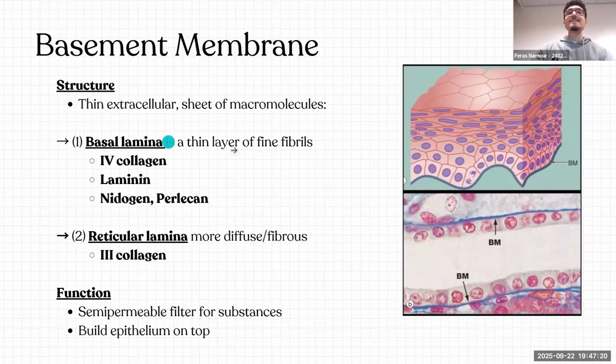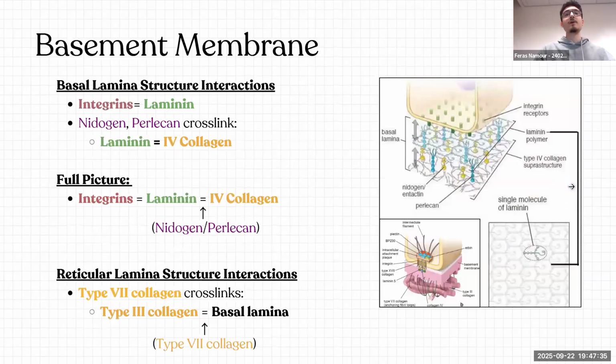My basal lamina is a thin layer of fine fibrils, and it's composed of type 4 collagen, a protein called laminin, and proteins called nidogen and perlecan. Tamam? My reticular lamina is more diffuse and fibrous, and it's made out of type 3 collagen. What do I mean? What am I talking about? Let's discuss this.